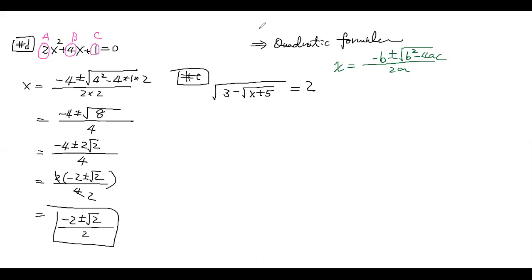Okay, let's try to get rid of the first square roots. So what I need to do is square. So it's 3 minus x plus 5 equal to what? It's 4, correct? Okay, now I subtract 5 here, and minus here. So I have negative x is equal to what? Is equal to 1, right?